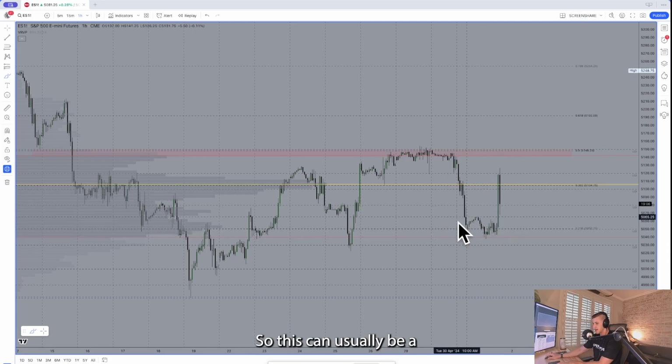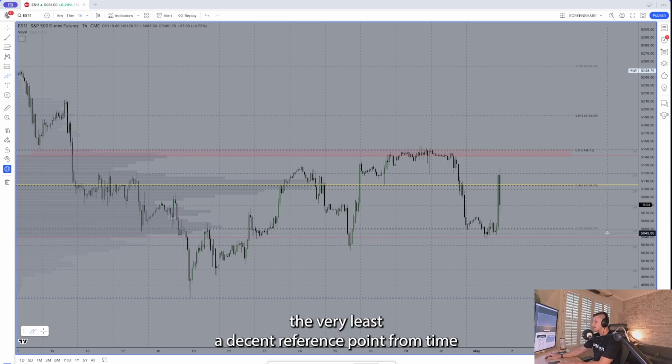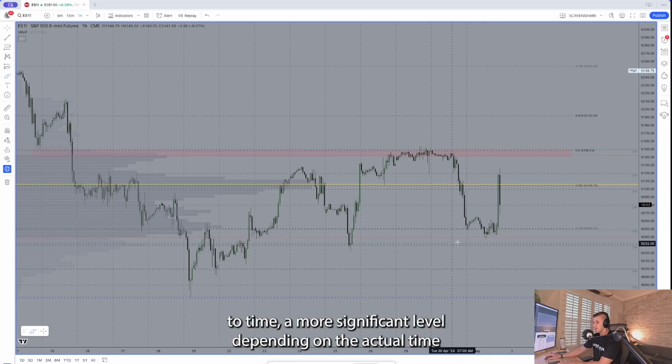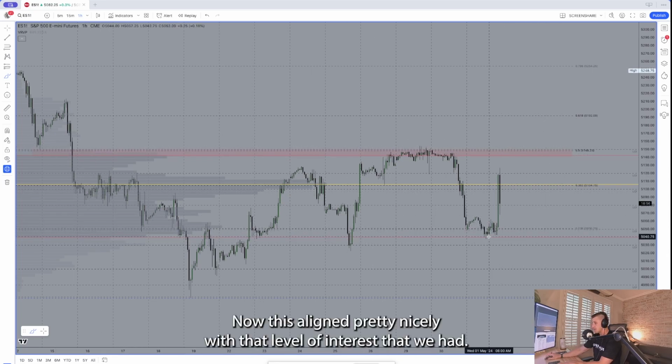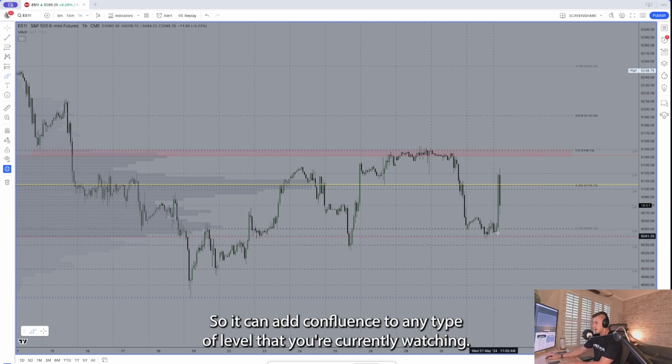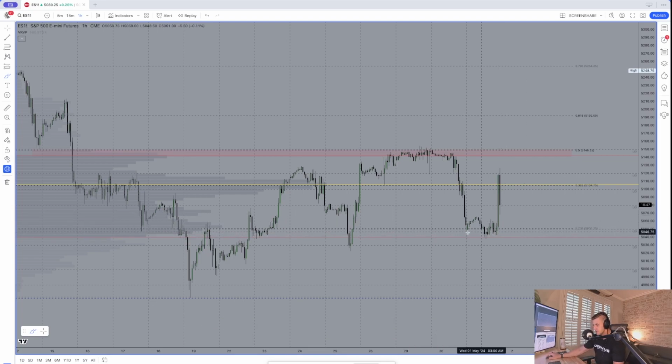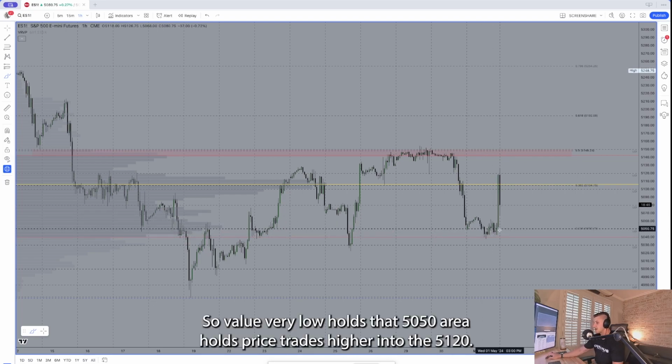So this can usually be, at the very least, a decent reference point, from time to time a more significant level depending on the actual time frame that you're looking at and then the structure at play. Now, this aligned pretty nicely with that level of interest that we had, so it can add confluence to any type of level that you're currently watching. So value area low holds, that 50-50 area holds, price trades higher into the 5120.